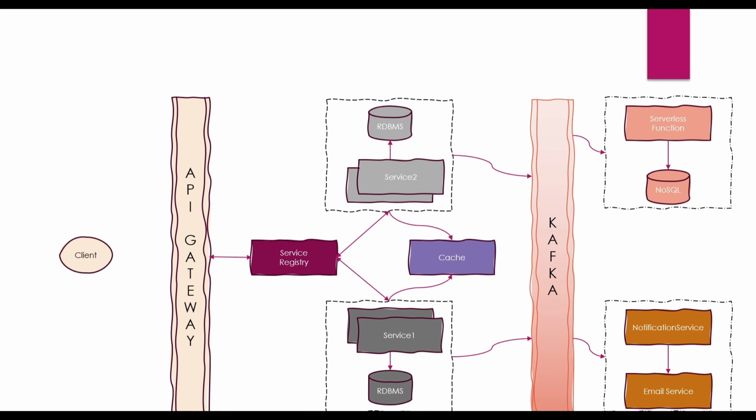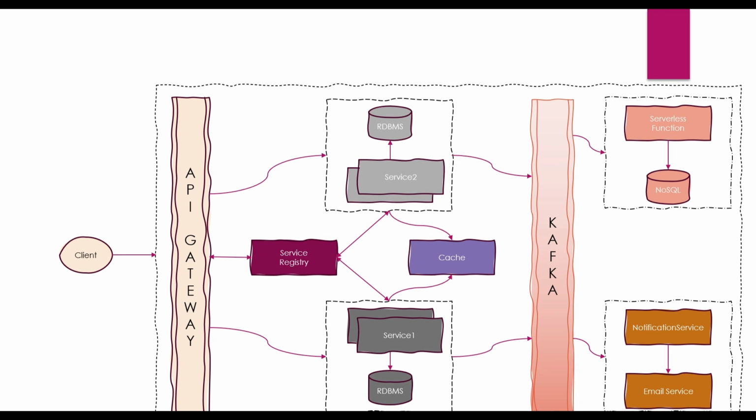All right. So on the left hand side, we have the client, and this client will make a call to the API gateway, and the API gateway will redirect the requests to microservices, whether it is service 2 or service 1. It depends on the request. All right. And now we have an overall boundary of the system. And inside this boundary, we have many components. We have serverless function, we have NoSQL data store, we have different services, we have decentralized cache, we have service registry and API gateway.